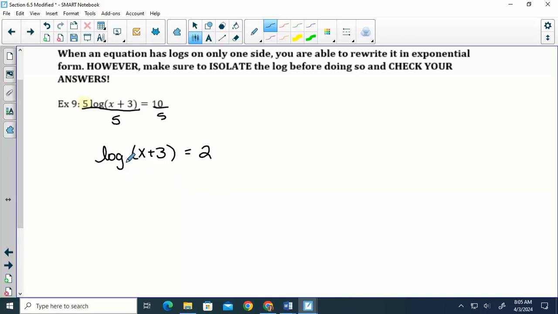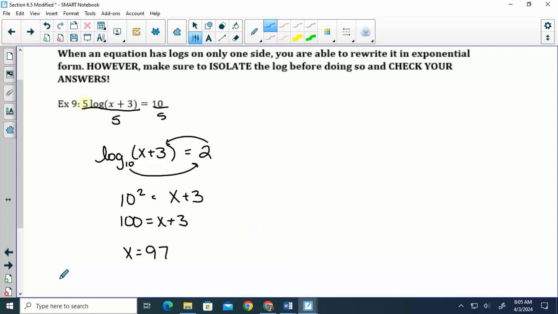What's the base of this log if it's not written? This would be 10 squared equals x plus 3. So subtract the 3 over and we get 97.